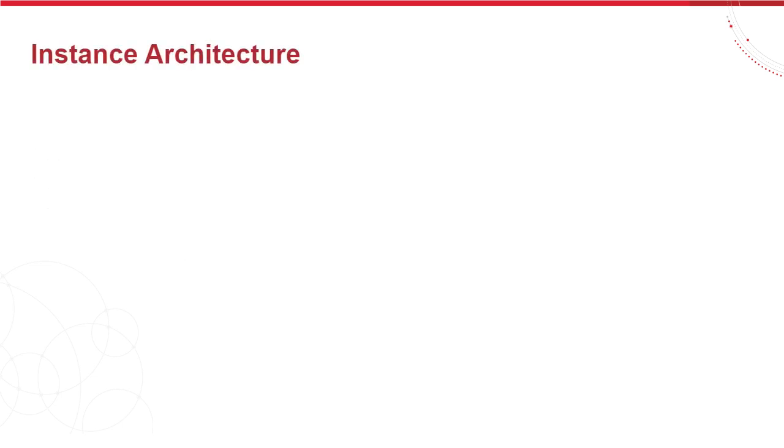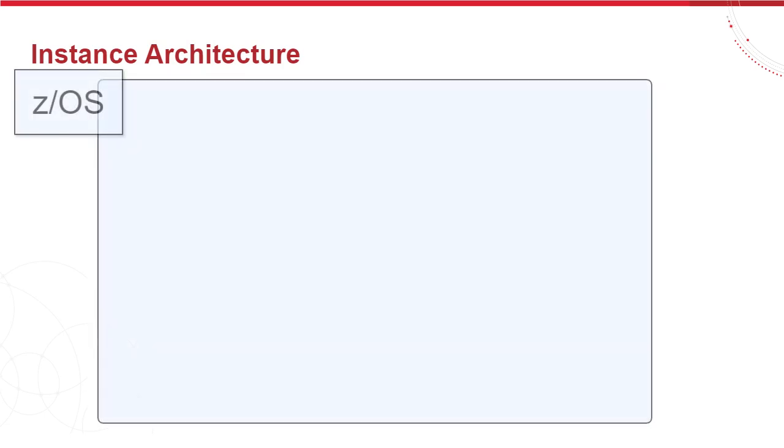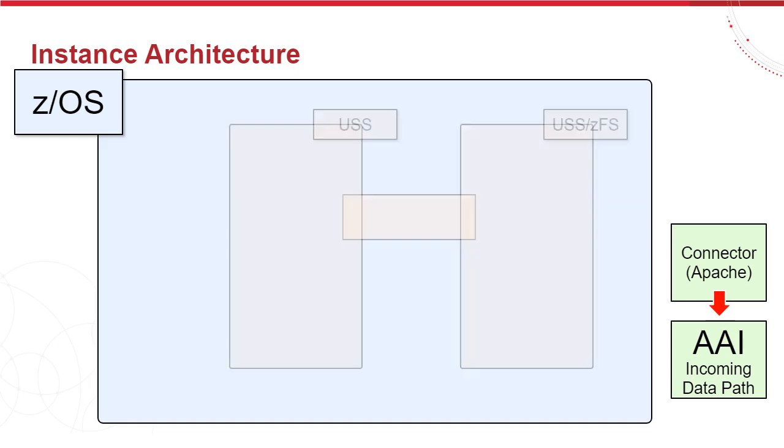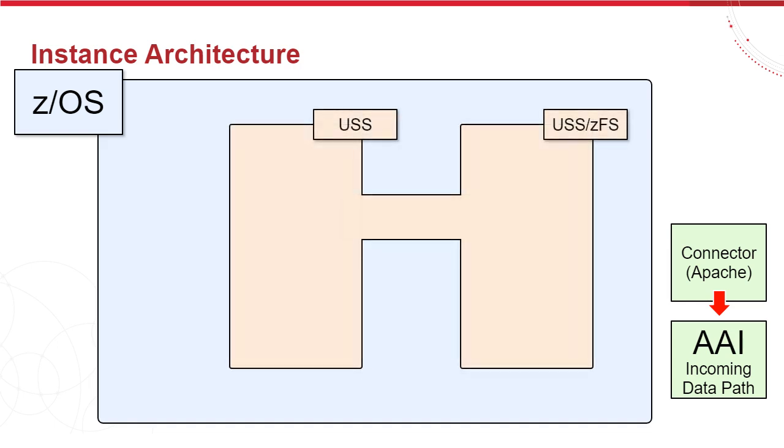This is the software instance architecture. We start with three systems: z/OS, the AAI host, and a third system hosting a connector component between the two. This is the Apache-based connector developed by Broadcom. When installed, the software creates items in both the USS environment and in z/OS. The basic configuration has these z/OS components installed once and shared by all instances of the software, although it is possible to install the full package for each instance.